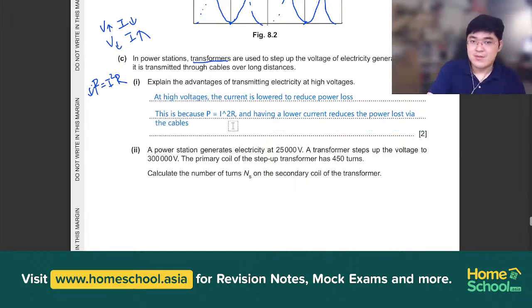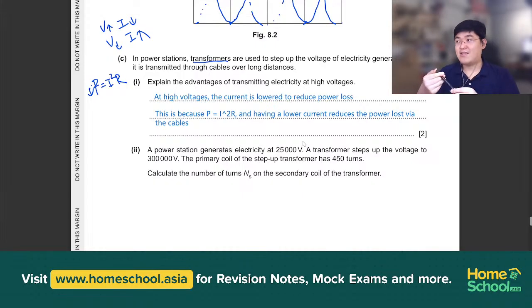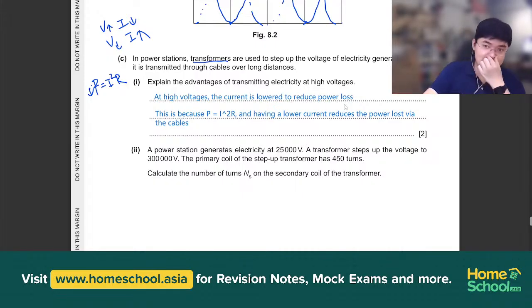Because of this equation P equals I squared R, having a lower current reduces power loss via the cables. And that's the reason why we use higher voltages. And of course, having a high voltage and low current means you can use cheaper cables, thinner cables, and these are also two other answers that are acceptable. So at high voltages, current is lowered, that's your first mark. Lower current reduces power loss by cables is your second mark. And that's how you get your full 2 marks for this part of the question.